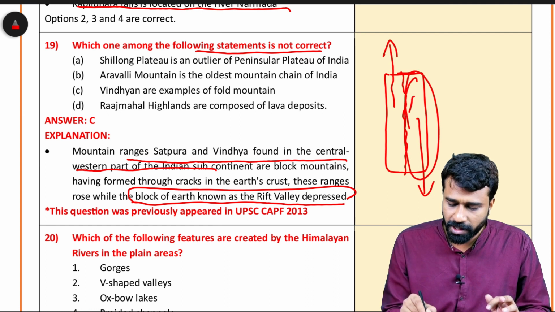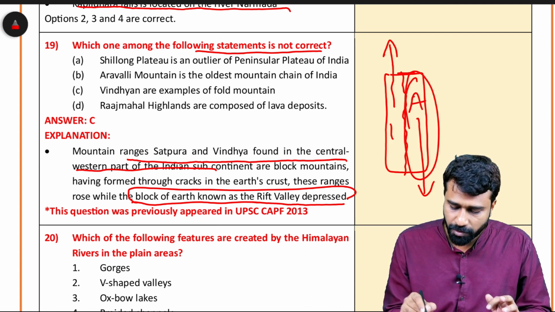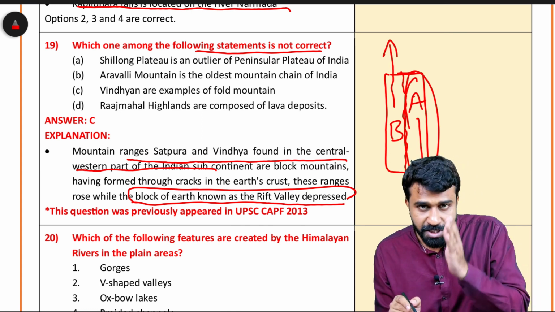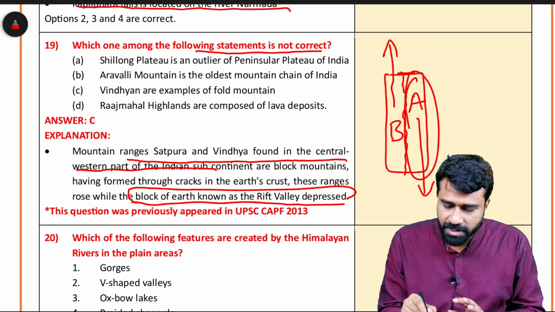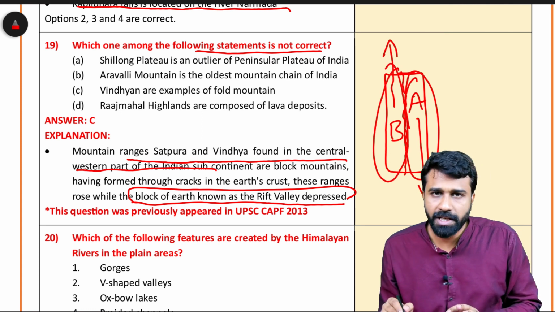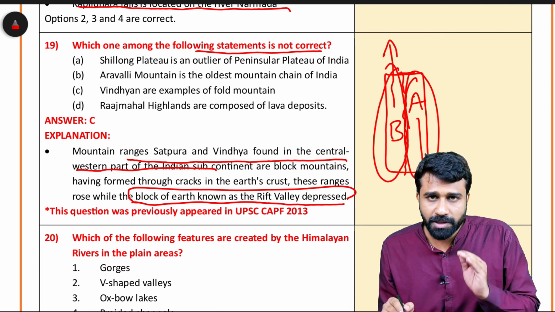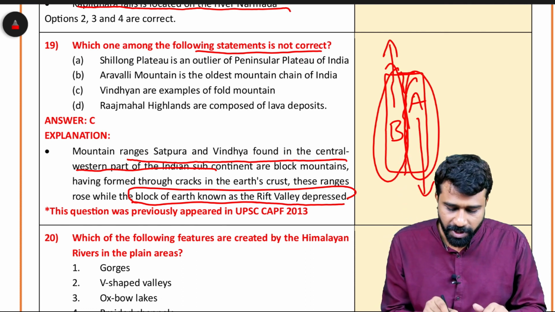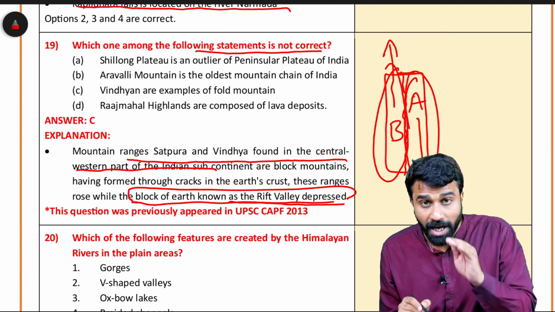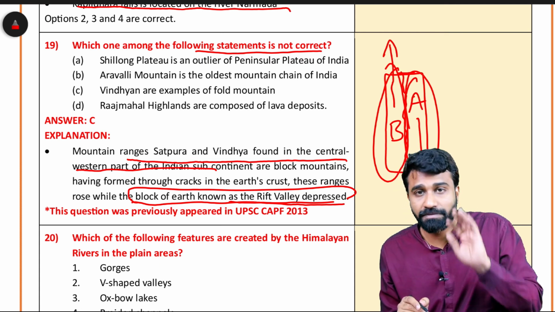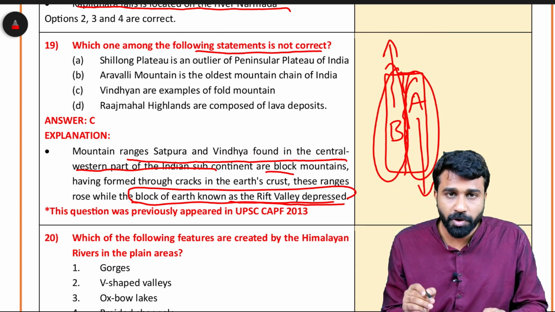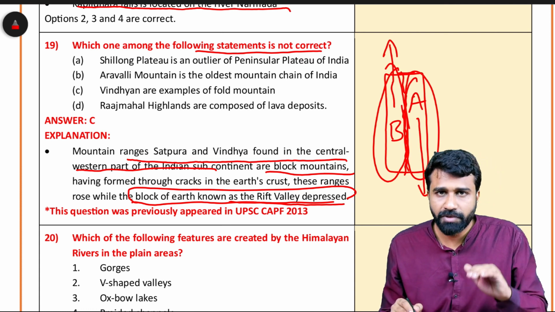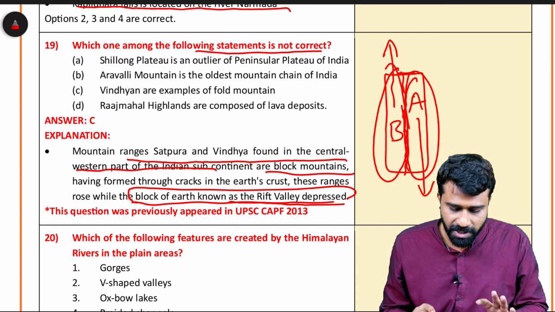This block of rock A is depressed, and block of rock B is uplifted after a crack is formed in the midst of this rock. Okay, this is called block mountain. The B is called block mountain after the other block is depressed as the Rift Valley. These were formed out of these blocks where one is uplifted and the other one is depressed as Rift Valley.